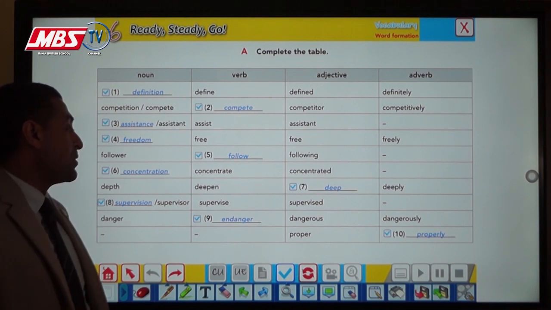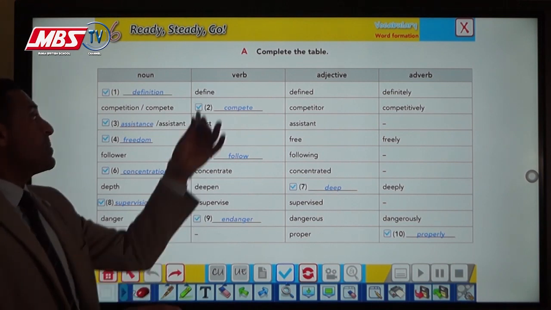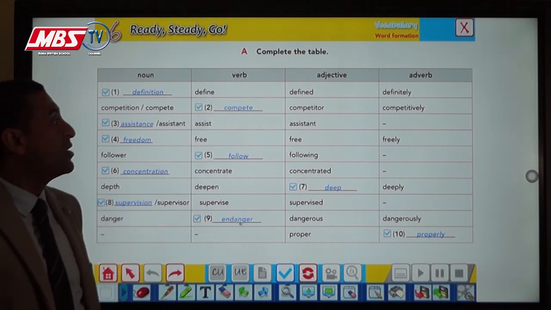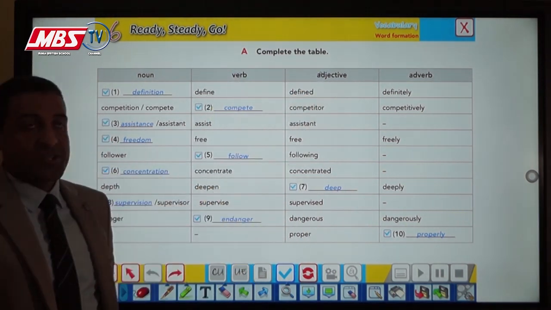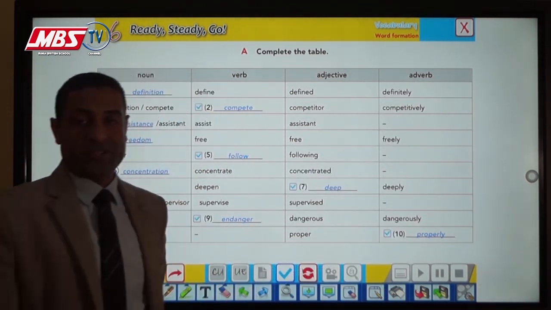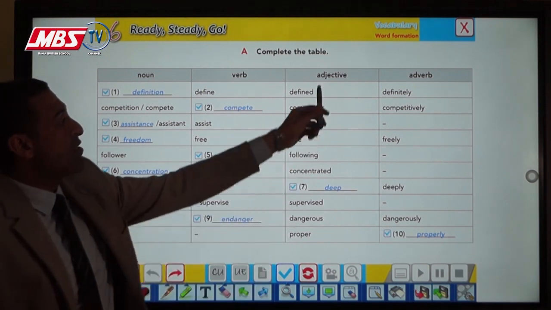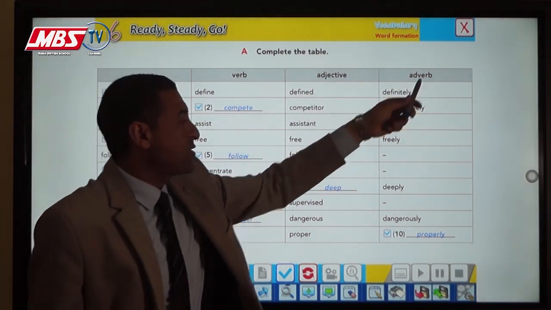Danger, this is the noun. The verb is endanger, and the adjective is dangerous, and the adverb form is dangerously. Here, for these two words, we have just the adjective form and the adverb form.